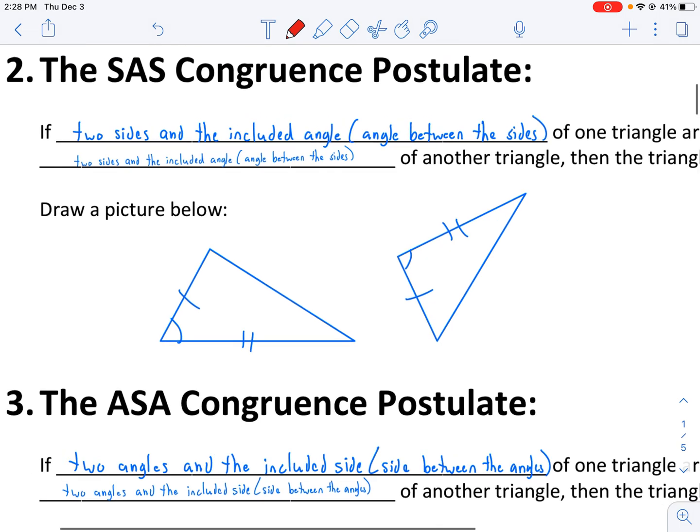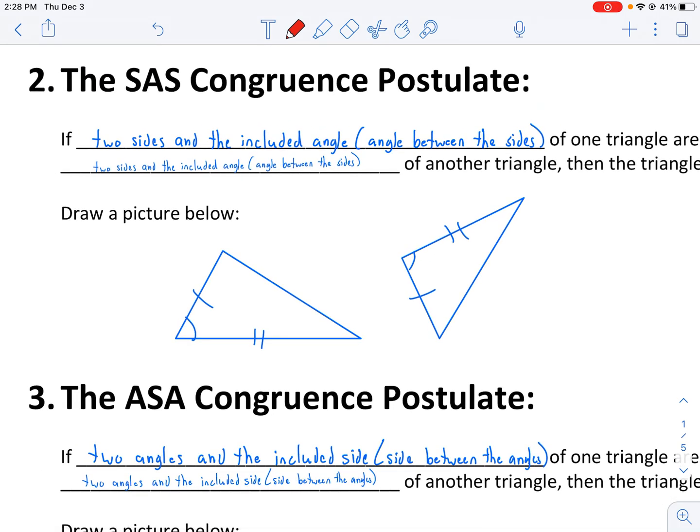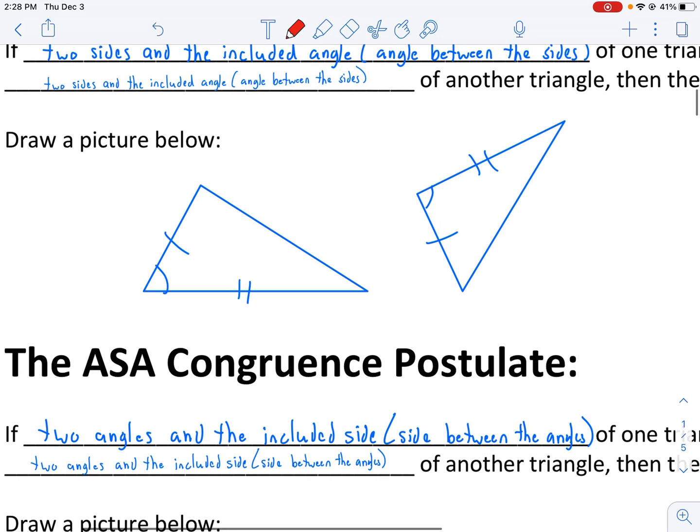Okay, then we have SAS, where the order in which these things are written matters. This is two sides, but then the angle has to be between the two sides, just like it's written here. We have a side and a side with an angle literally in between them. And so down here, we have a side, and here's the angle in between those two sides. Like this angle is not in between those two sides because this angle is between this side and this side. Okay, so it's got to be two sides and then the angle between those two sides.